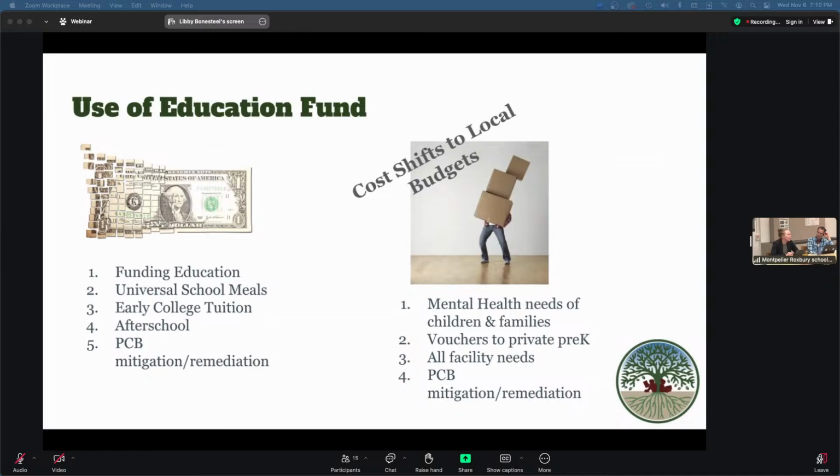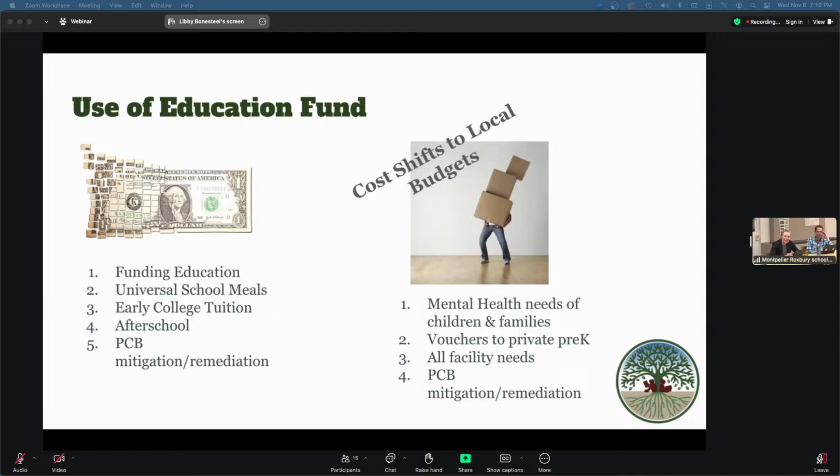Kids actually de-enroll, if that's a word. They disenroll from Montpelier High School, so they're no longer considered our students. And the education fund pays for their first year of college or whatever, and then they re-enroll right before graduation so that we give them a diploma. It also has after-school funding coming out of the education fund.